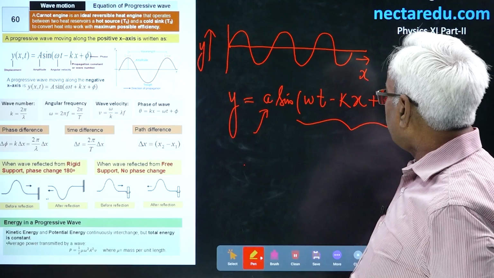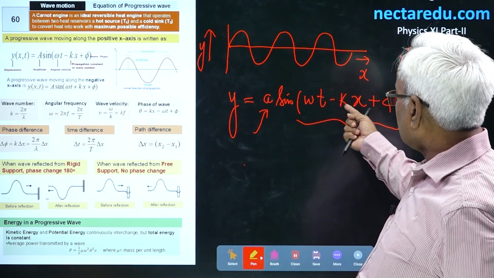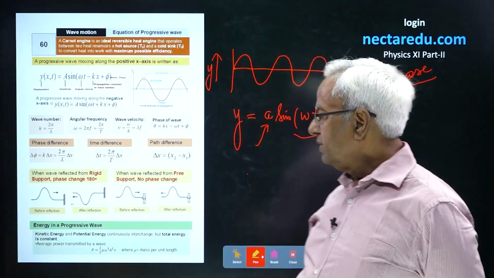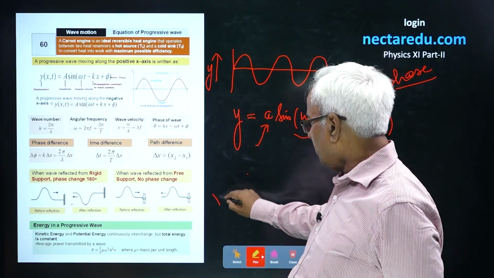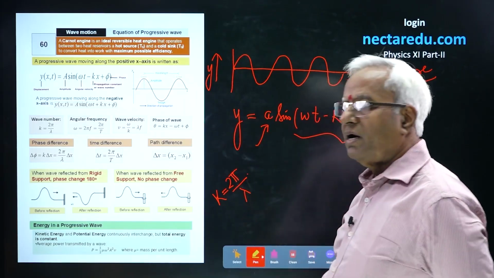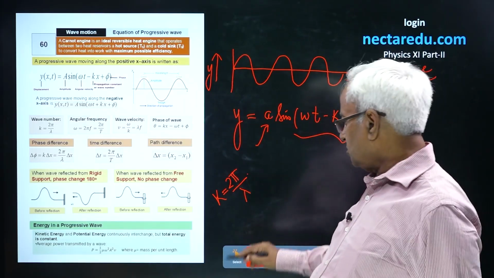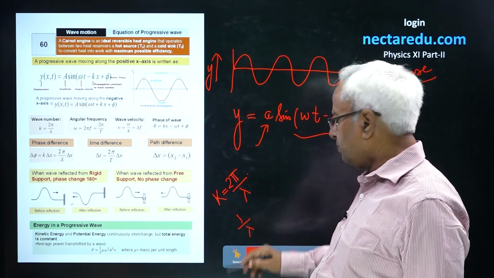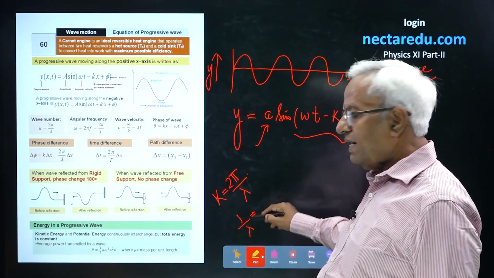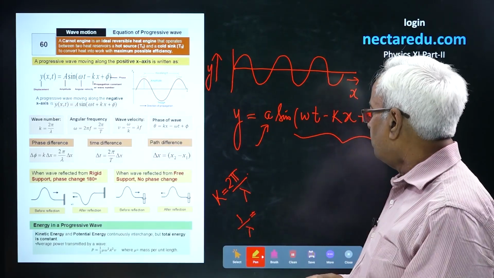You are already aware of the terms ω and k. Omega is known as angular frequency or angular velocity. K is known as propagation vector. This is also given by 2π/λ. Wave number is another term, the number of waves per unit length, that is known as 1/λ. This is called wave number.